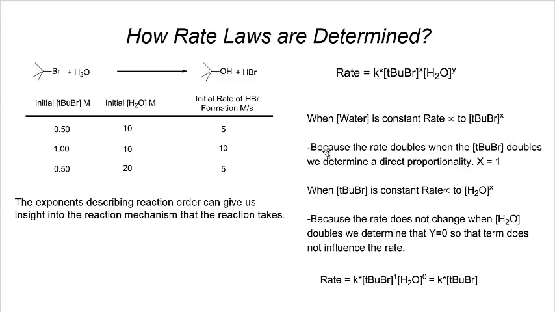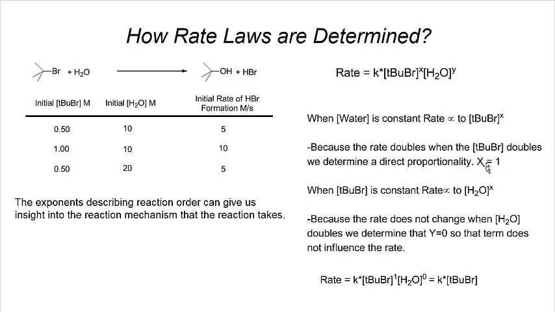Okay, so because the rate doubles when the concentration of tert-butyl bromide doubles, we can determine a direct proportionality. You double the concentration of tert-butyl bromide, you double the rate. In other words, that exponent up here has to be 1. If it was any different than 1, let's say if it was 2, if you doubled the concentration of tert-butyl bromide, the rate wouldn't simply double, it would quadruple. So in this case, x is going to be 1.